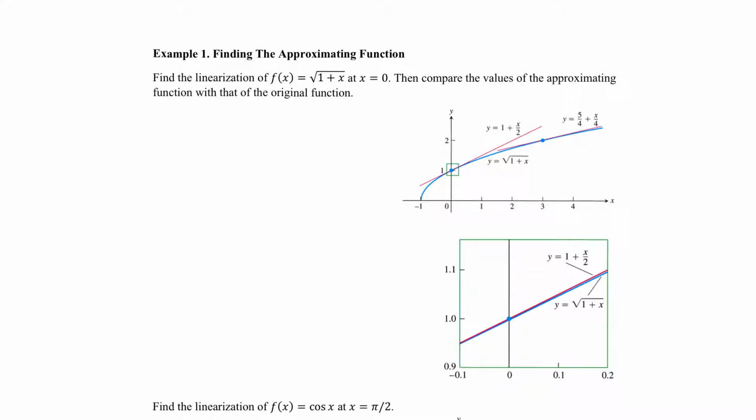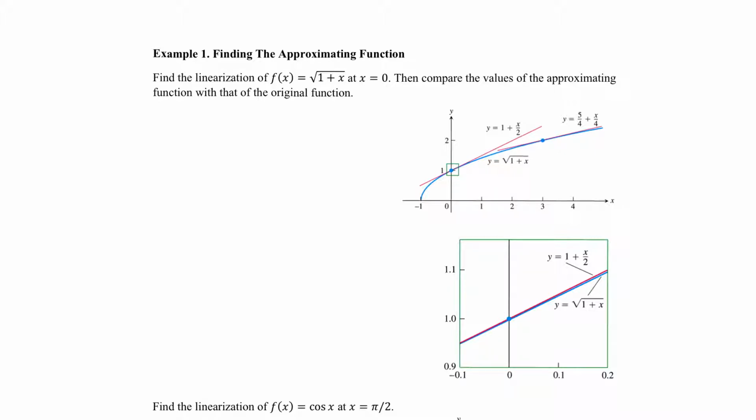Let's go ahead and find the approximating function. That's to say, we need to find the linearization of the function f of x equals the square root of 1 plus x at x equals 0. Then we'll compare the values of the approximating function with that of the original function. This is going to be really nice if you ever needed to calculate something modeled by the square root of 1 plus x, because the square root of 1 plus x introduces a lot of errors, since for non-perfect squares, it's an irrational number.